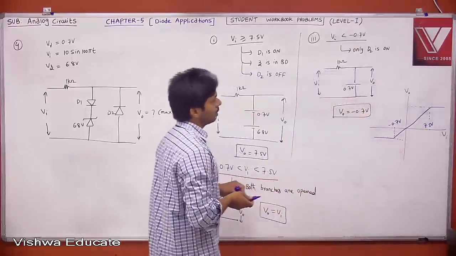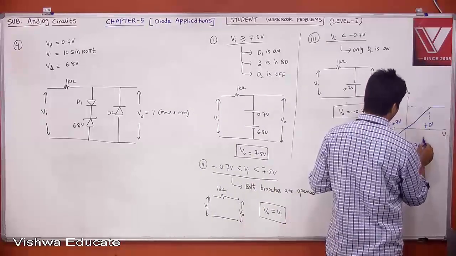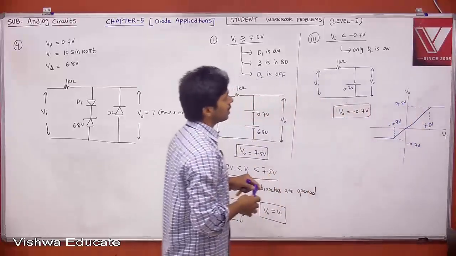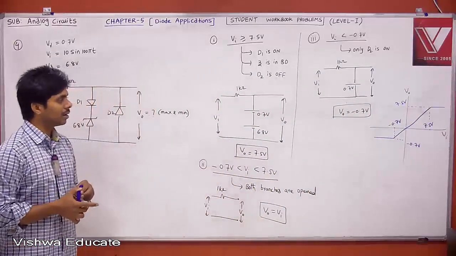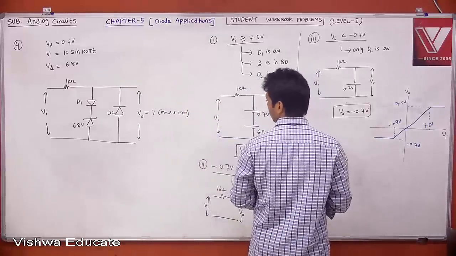That's it. Therefore, this is minus 0.7 on the y-axis side and then 7.5. This is your transfer curve. Once you know the transfer curve, we can plot anything. Let us say now you can respond to an actual input.